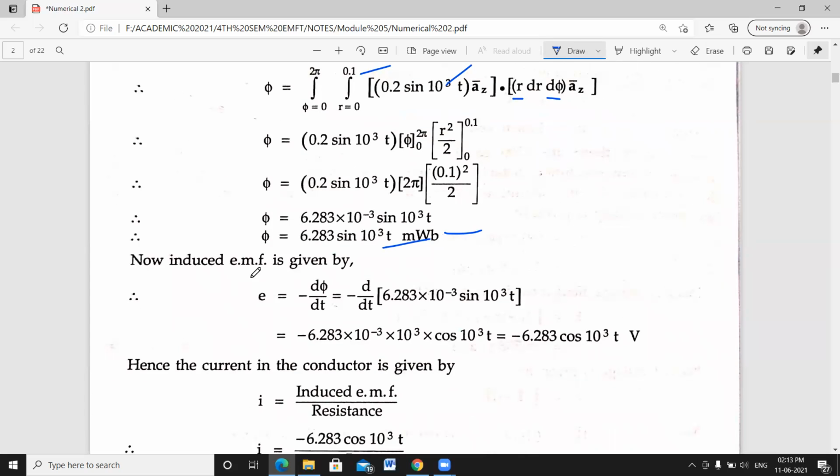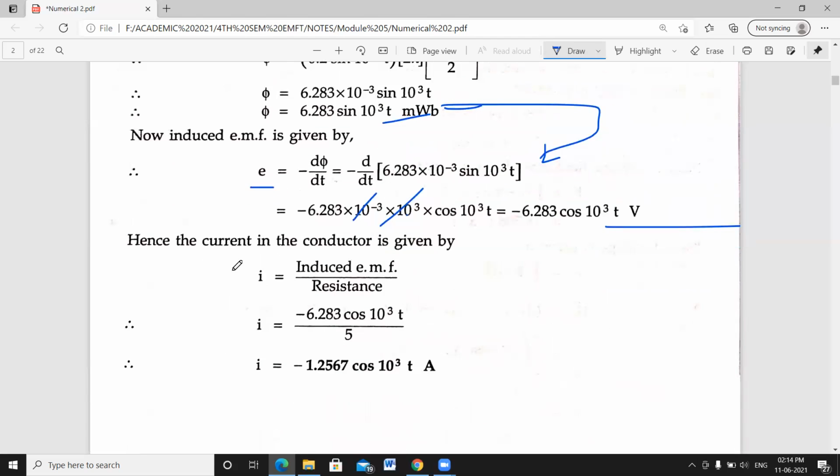Then the induced EMF E is given by minus dψ/dt. This is the basic equation. So E equals minus d/dt of the expression substituted here. Differentiating with respect to t, the derivative of sine is cosine. So we get minus 6.283 times 10^-3 times 10^3 cos(10^3 t). These two factors cancel out. Therefore, E equals minus 6.283 cos(10^3 t) volts.